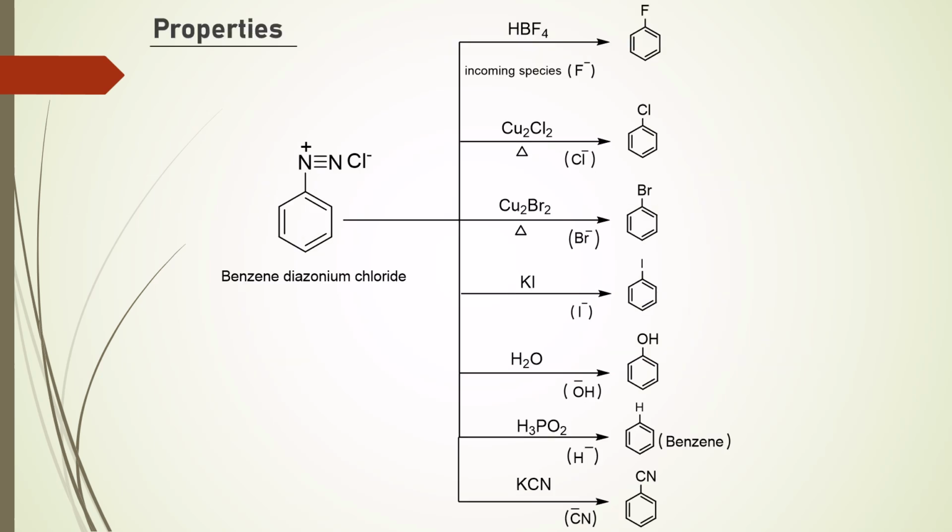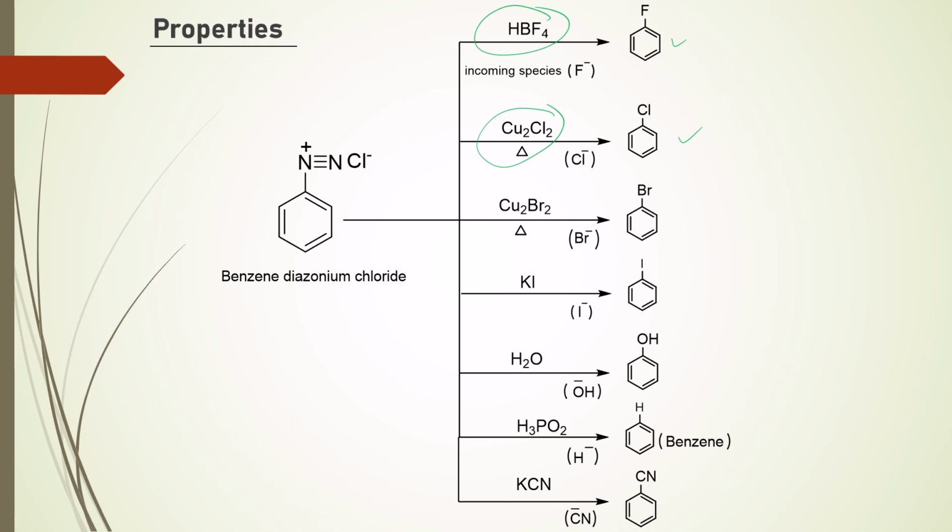Benzene diazonium chloride is a very good starting material for the preparation of various aromatic compounds. As you can see from the slide, benzene diazonium chloride on treatment with fluoroboric acid is giving you fluorobenzene, and on treatment with cuprous chloride it is giving chlorobenzene.